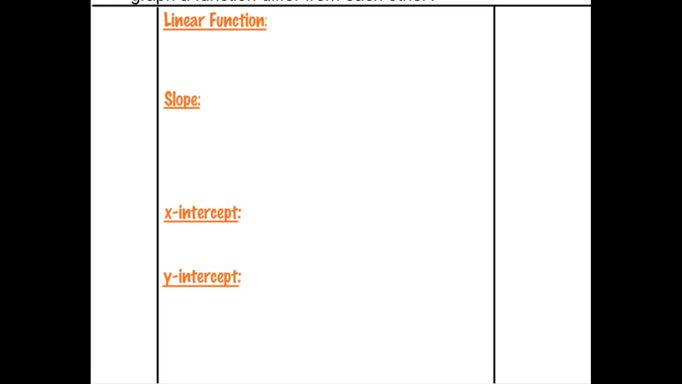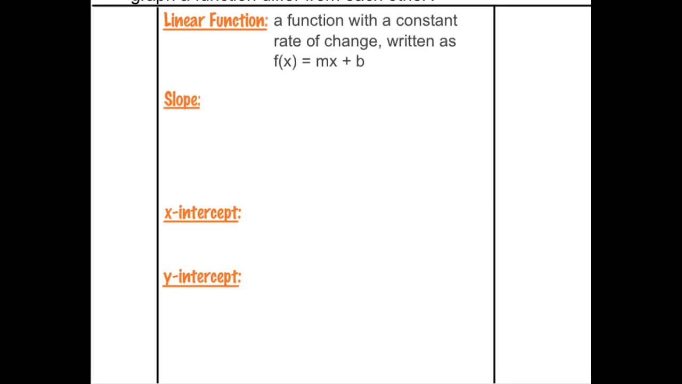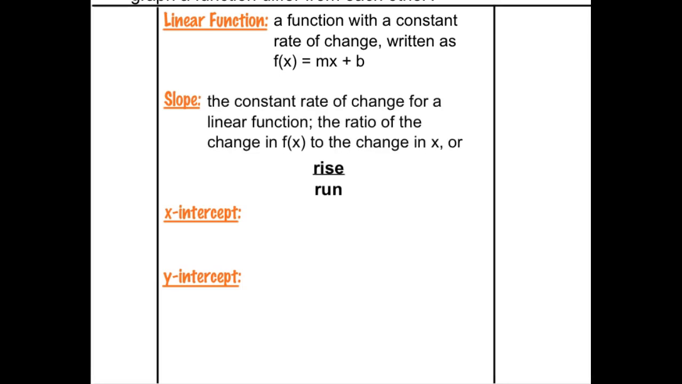A linear function is a function with a constant rate of change, written as f(x) = mx + b. We're going to talk about f of x, as we pronounce it, with the f parentheses x being our function this unit. That will be something that is relatively new to you. And slope. Slope is the constant rate of change for a linear function, the ratio of the change in the function to the change in x, or rise over run.